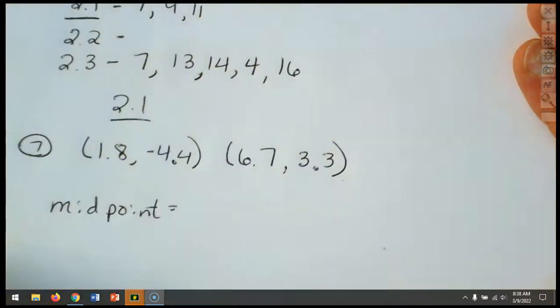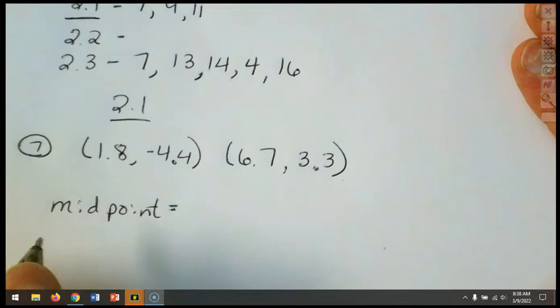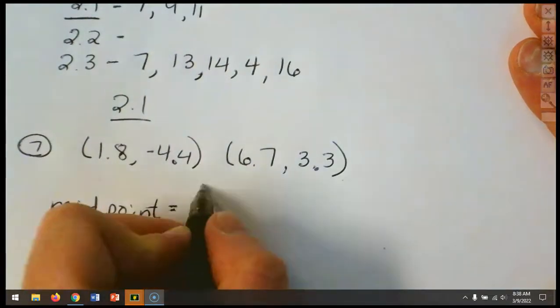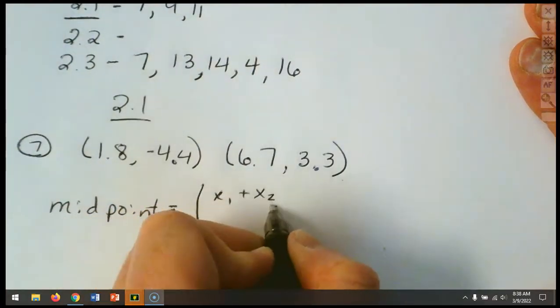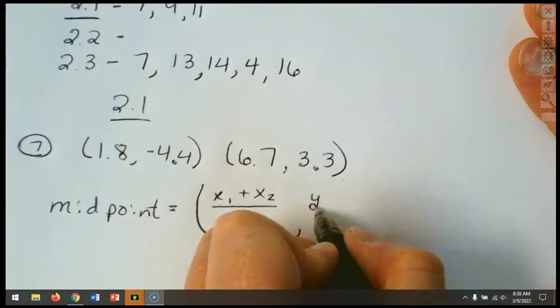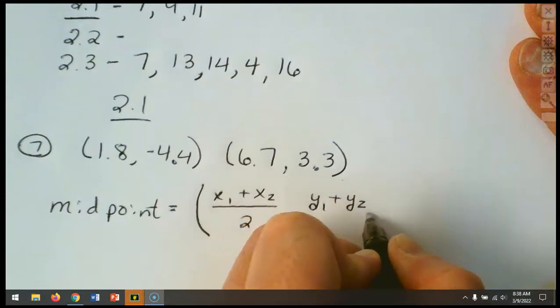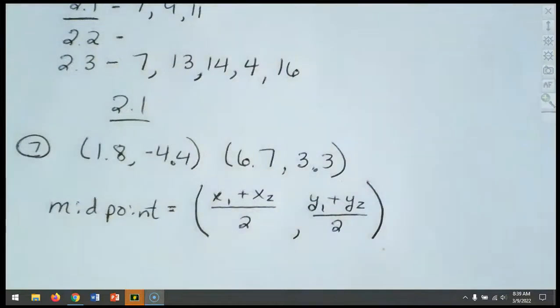Sometimes the midpoint is denoted with a capital M. I usually write out the word midpoint because slope is a lower m, and I don't want you to get the slope and the midpoint mixed up. So your midpoint is x1 plus x2 over 2, comma, y1 plus y2 over 2. There's going to be 2 separate components: an x component and a y component.